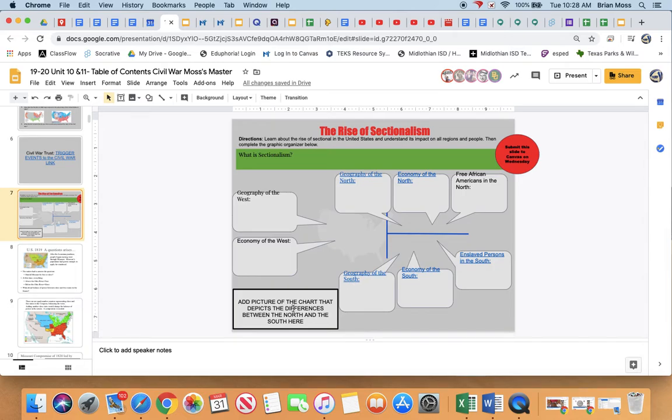Also, add pictures to this chart as well. Just kind of make a collage around here, or if you can, put them real small around these little boxes here. What is sectionalism? This is from Unit 9. You might need to go back to the Unit 9 Spiral and get a real quick definition of what sectionalism is.